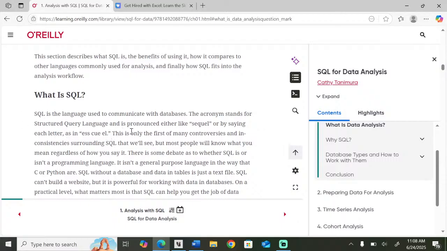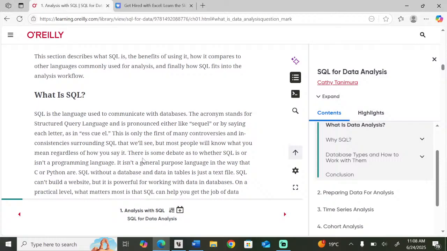It's pronounced like "sequel," as I said there, or you can say it by each letter, S-Q-L, the way I said it at first. This is only the first of many controversies and inconsistencies surrounding SQL. But most people will know what you mean regardless of how you say it. Whether you say sequel or S-Q-L, everyone will understand you.